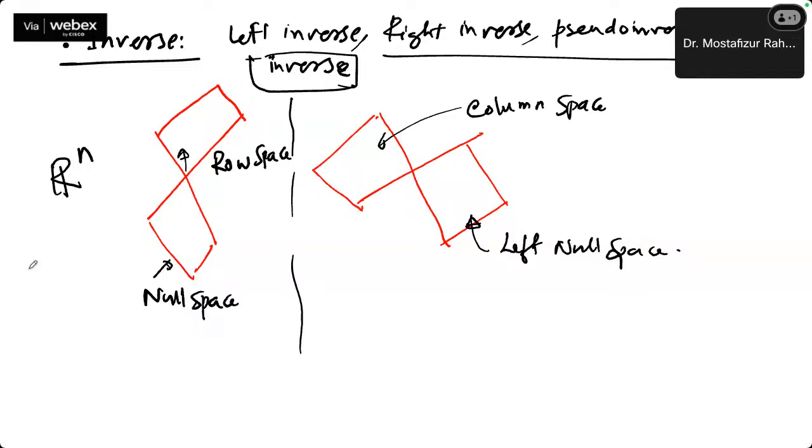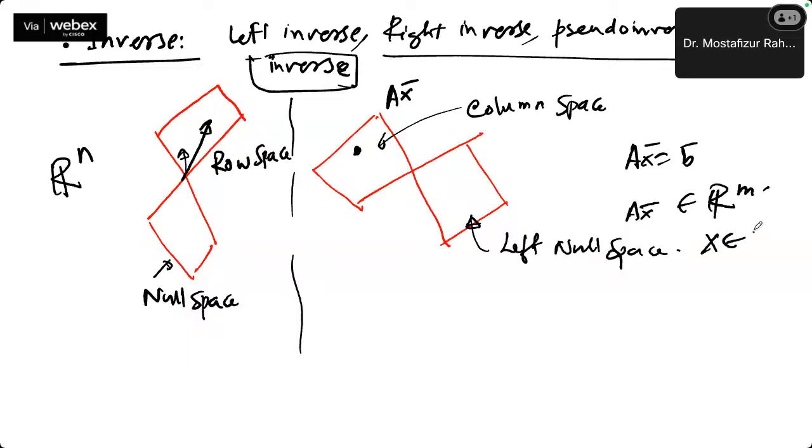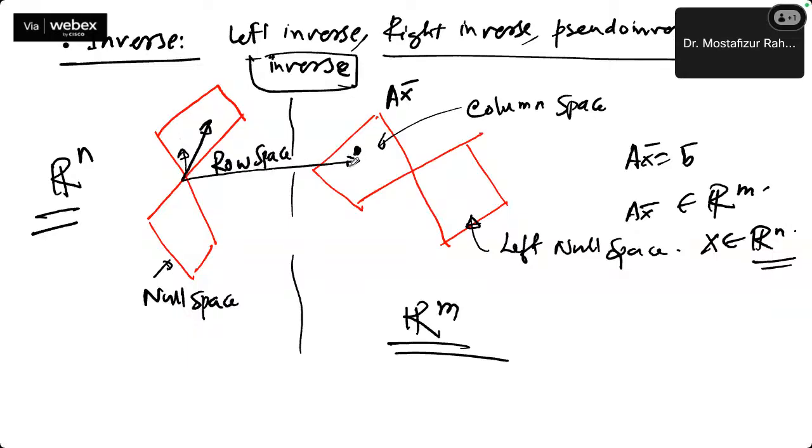Okay, so now suppose we take a vector x here, and my equation is saying Ax equals b, or y, whatever it is. So basically Ax always lies here, because Ax is m dimensional and x is n dimensional. So this part is Rm and this part is Rn.